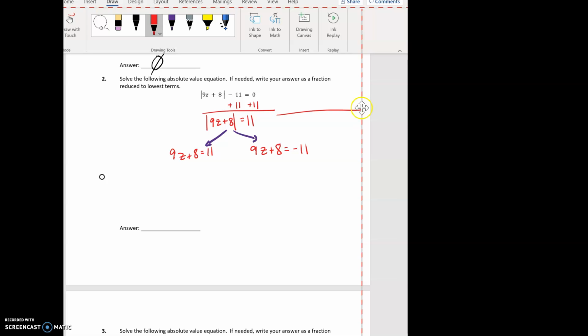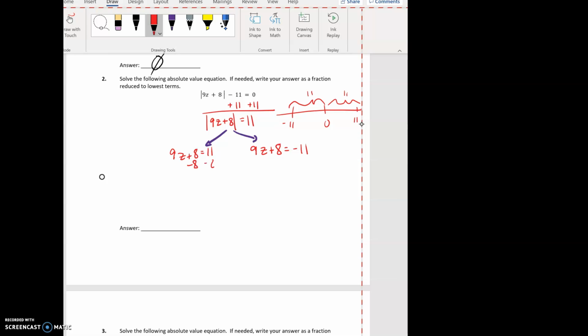And that right there is to represent if we are -11 away from 0, and the first one represents if we are positive 11 away. Okay, remember this is a distance. Both these distances are positive 11. And then we're just going to solve them like normal, and we'll have 2 answers for this problem.